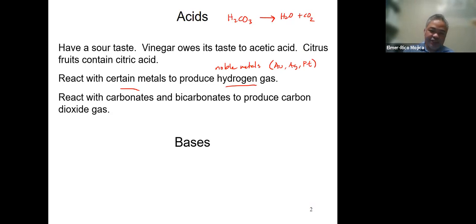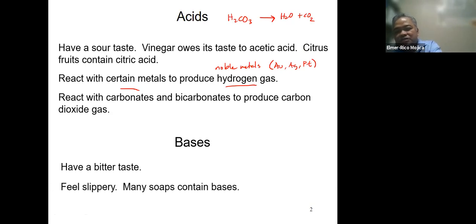Now, bases, on the other hand, are usually bitter. If you taste Tums or an antacid, when you have eaten too much, they have a bitter taste. And if you feel them, they will feel a little bit slippery. Most soaps are made up of what we call bases. So these are what we call acids and bases. They are common around us.